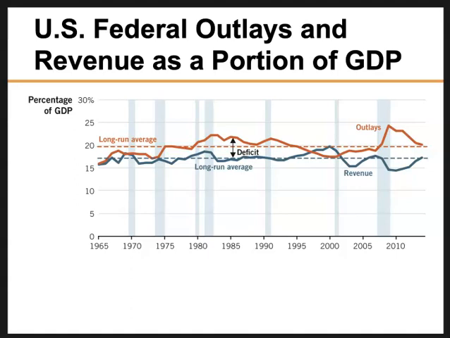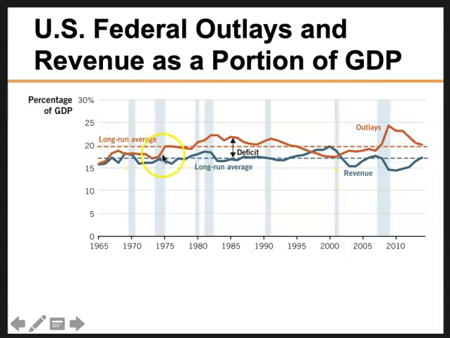So when the outlay is above the revenue, that would be the deficit, right? Like I said, it's a more informative gauge of the magnitude of deficits over time. The outlay, which is the orange line, and revenue, which is the blue line, are shown as a percentage of the GDP. The deficit is the vertical distance between the outlays and the revenue, also relative to the GDP. These long-run averages are indicated by the dashed line, right?